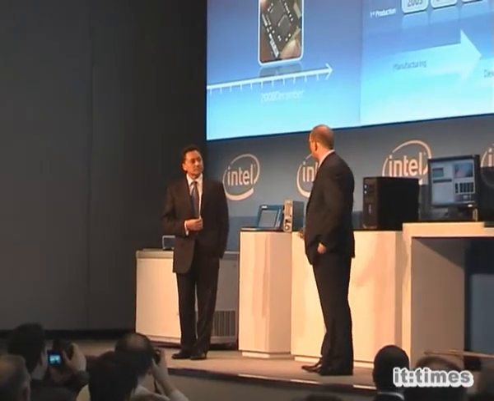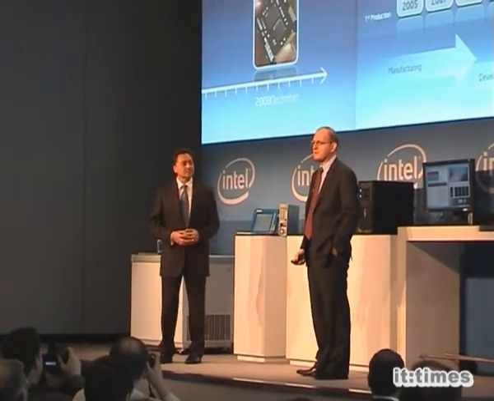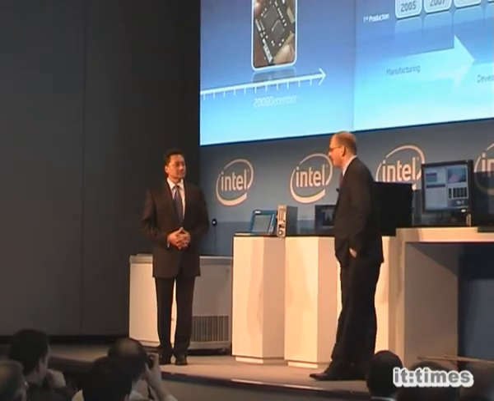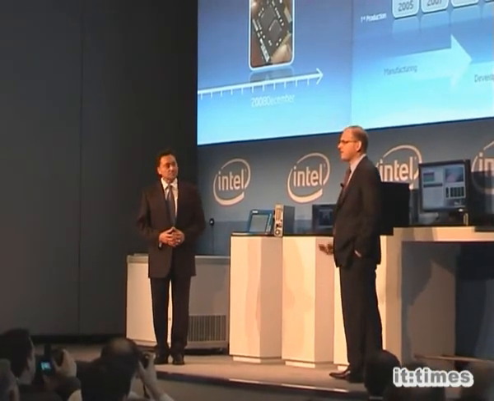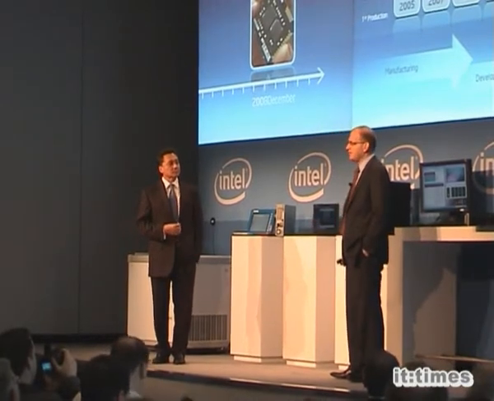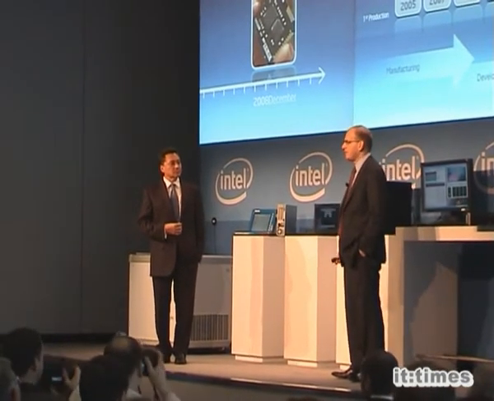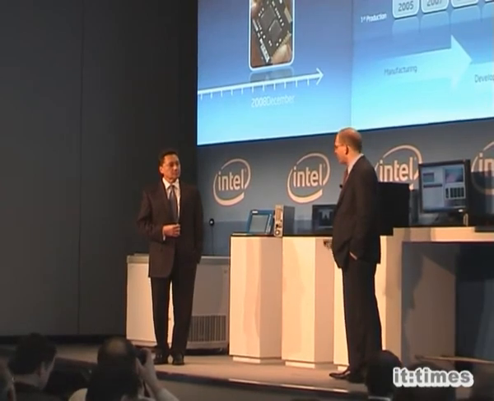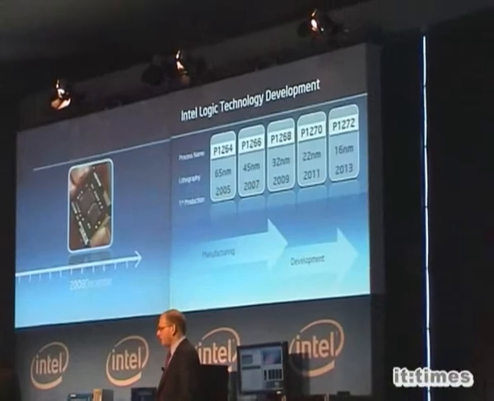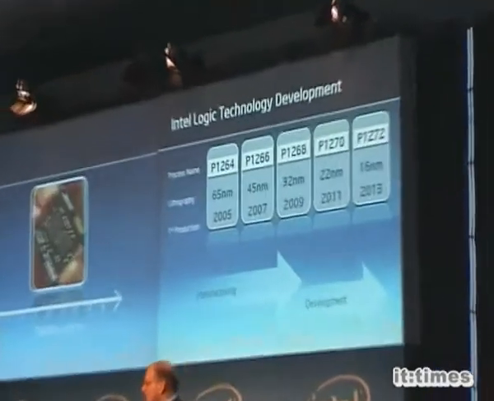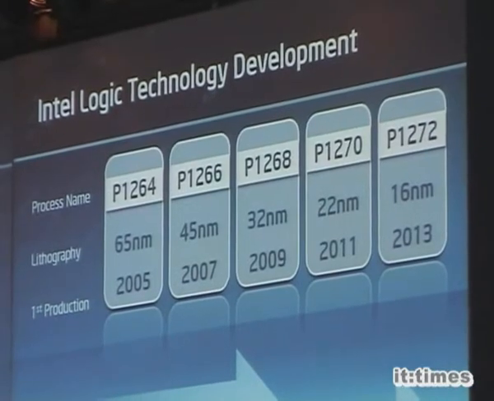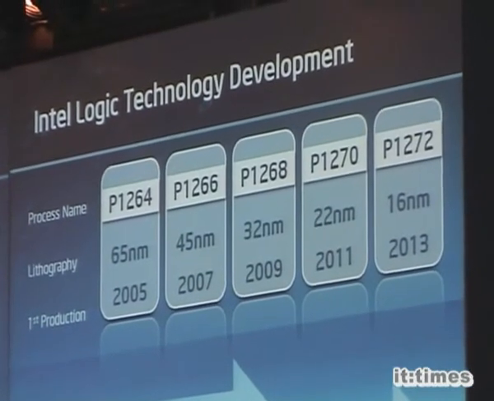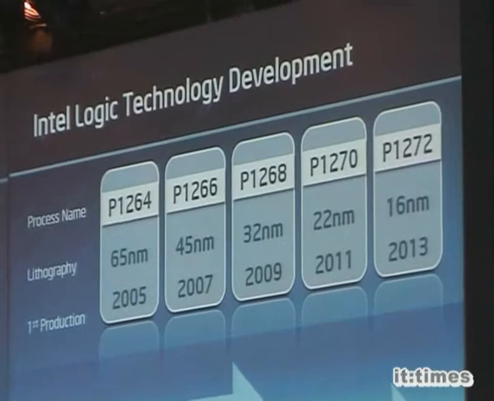Two years ago, we talked about the introduction of 45 nanometer technology. And today we're going to talk a lot about 32 nanometer technology. Our tick-tock strategy is to introduce a new microarchitecture design every other year and to introduce a new process technology every other year. And 32 nanometer is alive and well, and we're going to show you some of those products today. But first, let's talk a little bit about the transistors themselves.